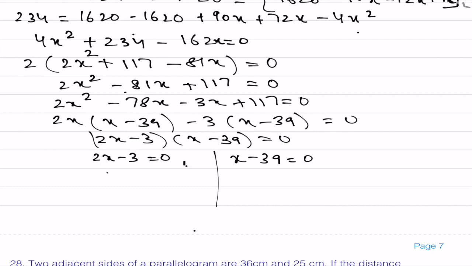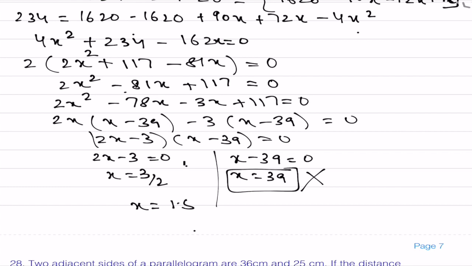Both are positive. Now we have to select which one is the width. Now see, the length of the field was 45 and the width of the field was 36. When the width is 36, the inside width of the path can't exceed the outer width. That's why x equals 39 will be neglected. So x equals 3 by 2, that is 1.5 meter, will be the width of the path. So this is our answer.